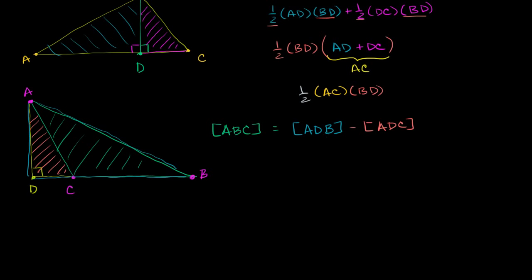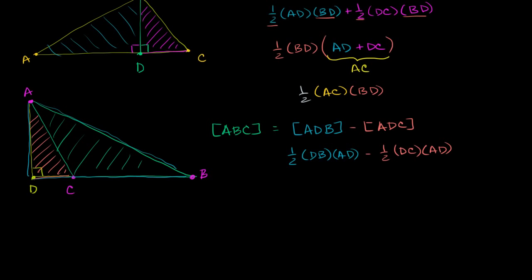Now, what is the area of ADB? Well, we know how to find the area of right triangles. The area of ADB is going to be 1/2 times our base, which is DB, the length of segment DB, times our height, which is the length of AD. And then from that, we want to subtract the area of the smaller triangle. So that's going to be 1/2 times our base, DC, times the length of our height, which is AD.